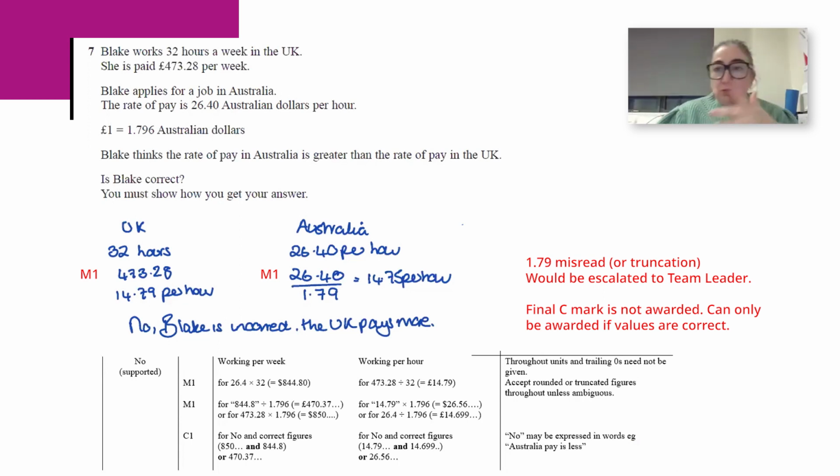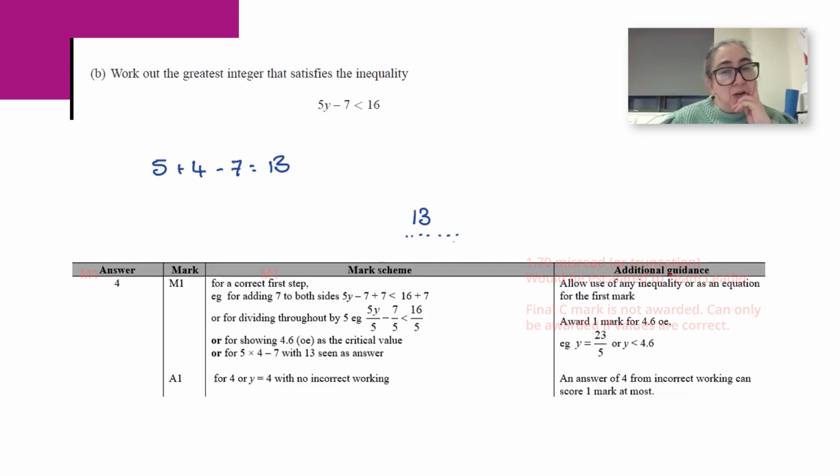So somebody's asked about trial and improvement in the question. I haven't particularly looked at trial and improvement as an example for this session because I'm just conscious of time. But something to be aware of for algebra. So this kind of question where there's nothing there to say, it actually says on the third or fourth line, 5 times 4 minus 7 with 13 seen as the answer to award 1 mark. Sometimes that might not be explicit.